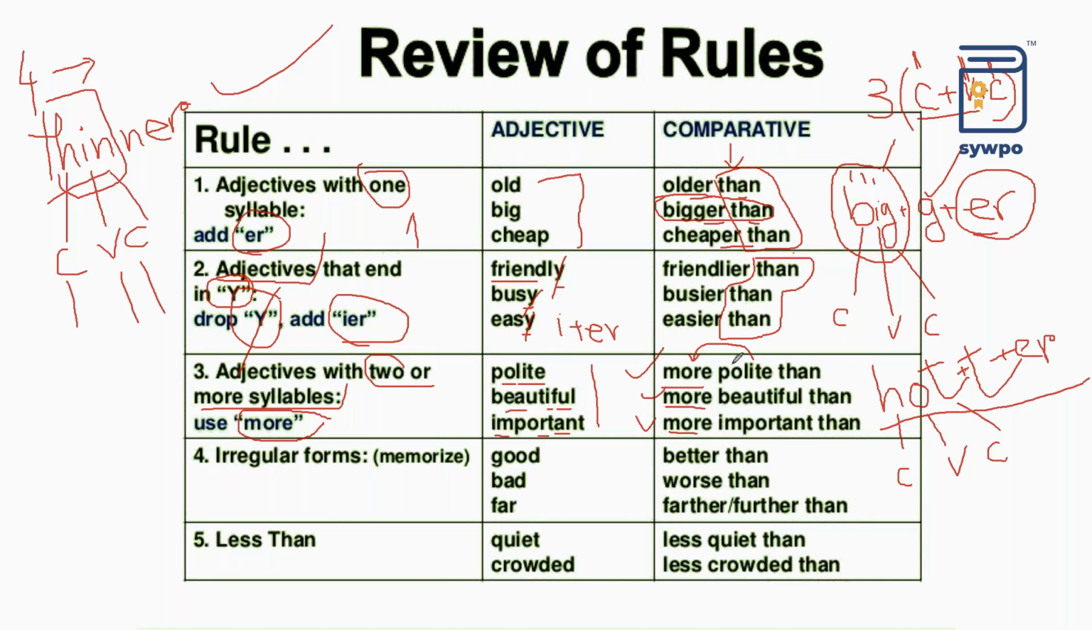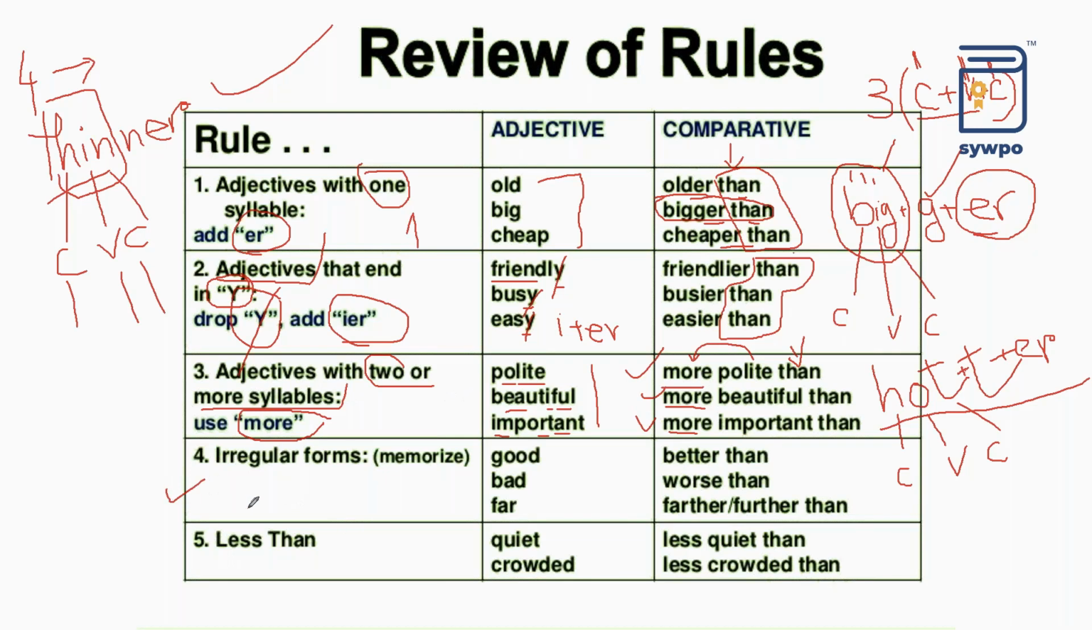More first, then adjective, then the word than. More polite than. More beautiful than. More important than. Why have we done this? Because these adjectives have 2 or more syllables. Means 2 or more sounds are coming out from these words. Polite, beautiful, important. So you have 3, or more than 2. That's why you are adding more before them.